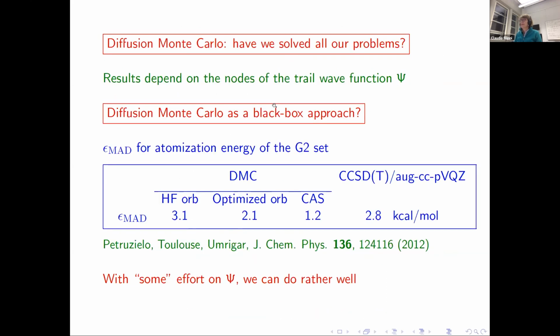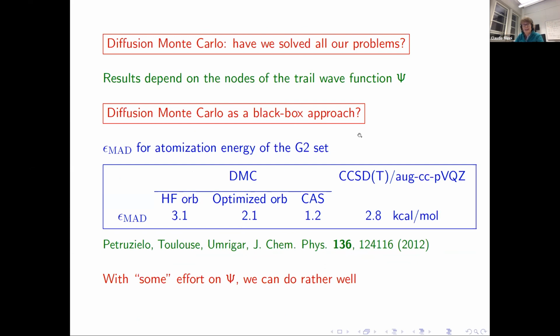So, since diffusion Monte Carlo removes part of the wave function bias, we may hope to have solved all of our problems. Of course, the results still depend on the choice of nodes. So the question is how much they depend on this choice, and therefore, can we really use diffusion Monte Carlo as a black box approach?